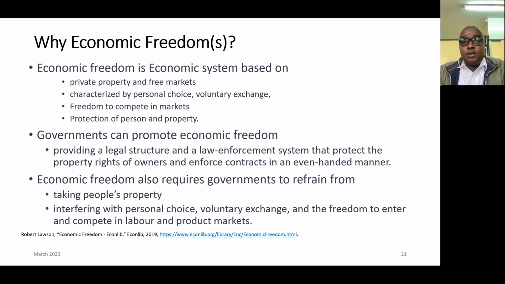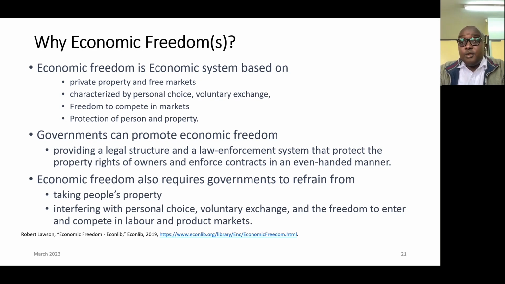Now we wanted to end with why economic freedoms. The economic system should be based on private property and free markets, and it should be characterized by personal choice and voluntary exchange, and there should be freedom to compete in markets, and obviously the protection of people and property. And then government plays a role by providing a legal structure and an enforcement system that protects the rights of owners and enforcement of those contracts.